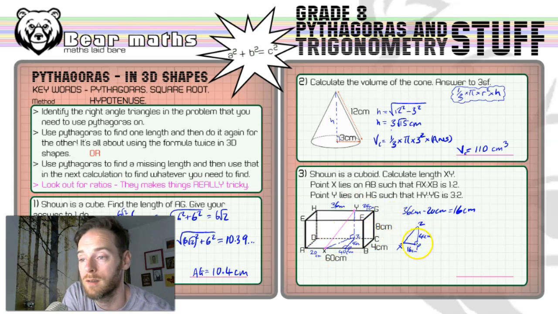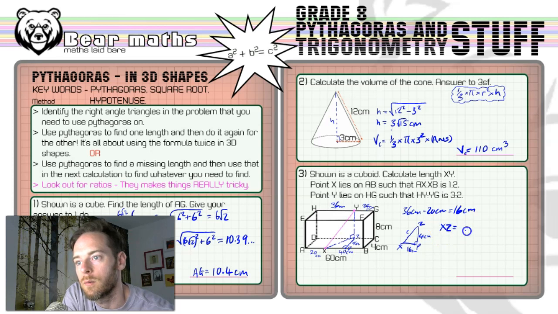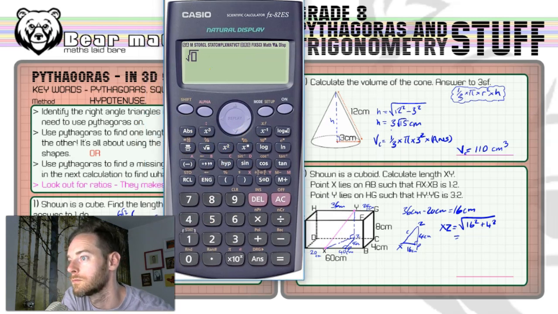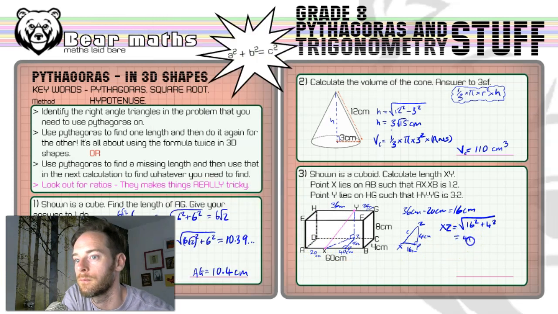So it's just Pythagoras twice again. So let's label this C. C equals, in fact, let's just call it XZ. XZ equals square root of 16 squared plus 4 squared. And that equals 4 root 17. Oops. And then we square that, and then the 8 as well.